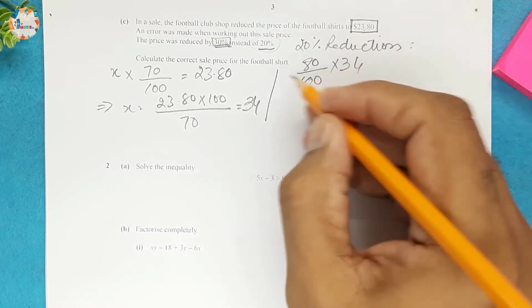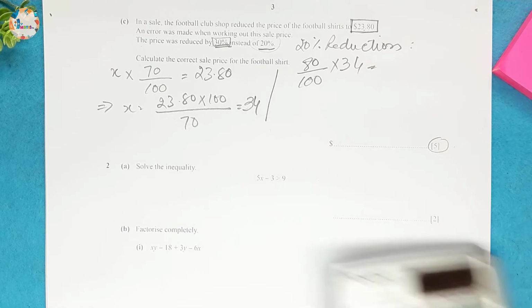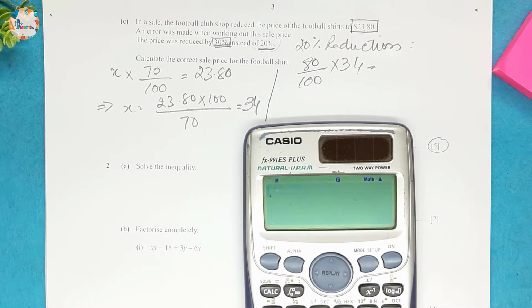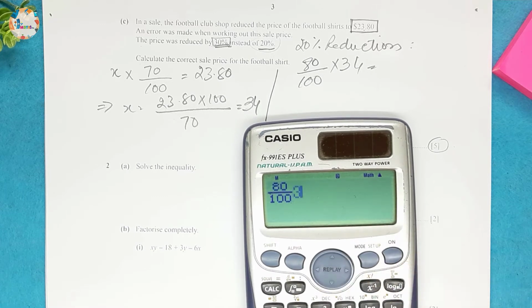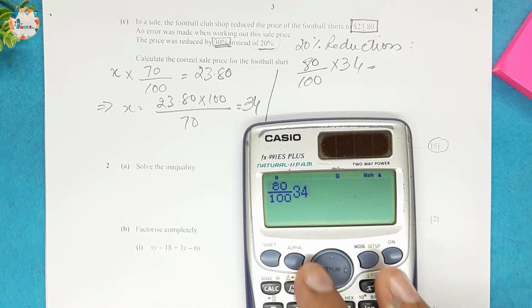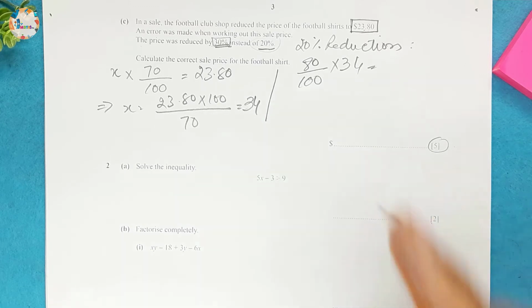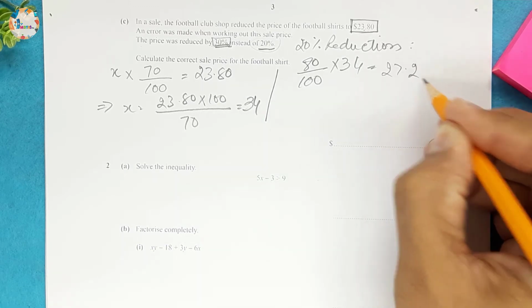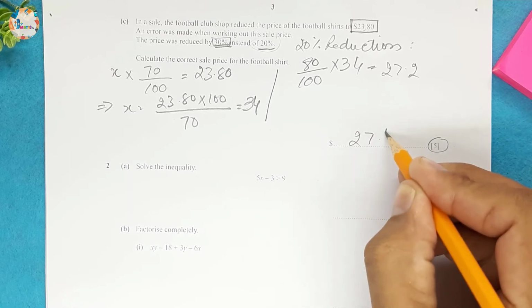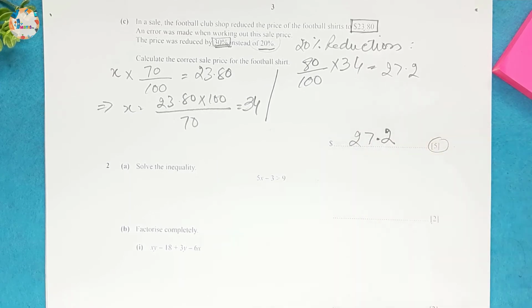This will be a 20% reduction which we are calculating. So we'll be calculating 80% of 34. We'll have to multiply here, and this will be equal to 27.2. So $27.2 will be basically the corrected reduced price.